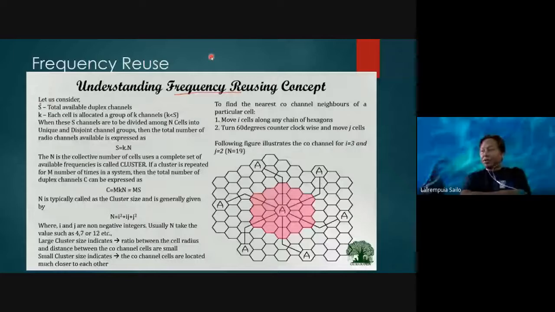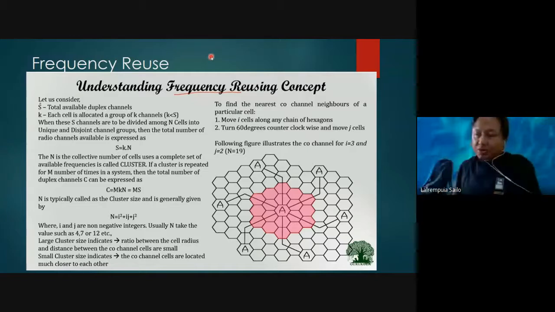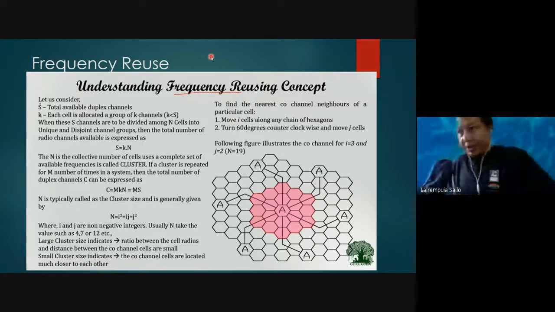Understanding the frequency reusing concept. How are we going to understand the frequency reusing? Let us consider S.